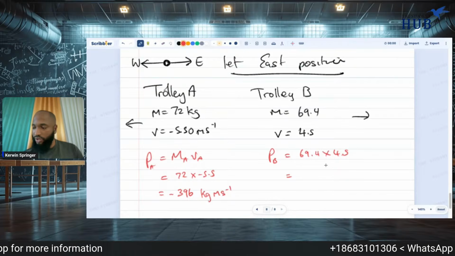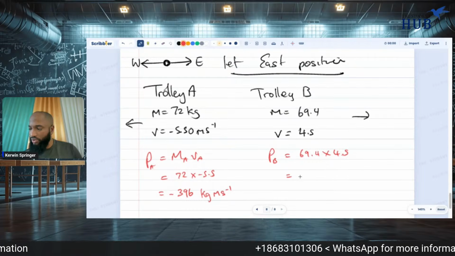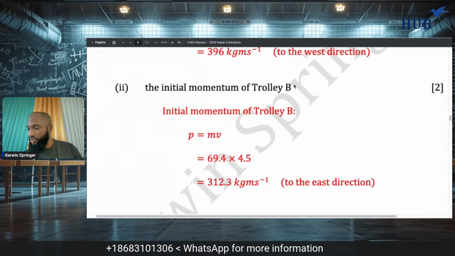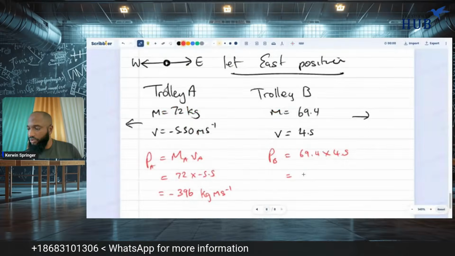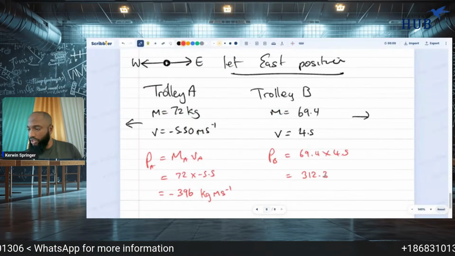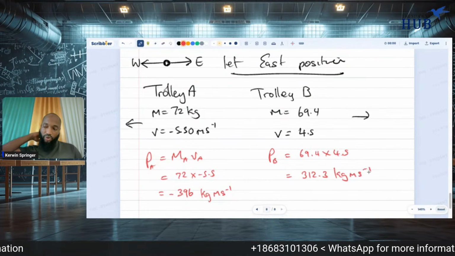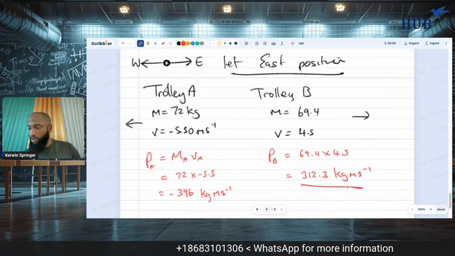What did you all get for the other one? See? 312.3. 312.3. I saw some person put that in the chat. Meters per second. So are we cooking? Yes. Boom, bang.